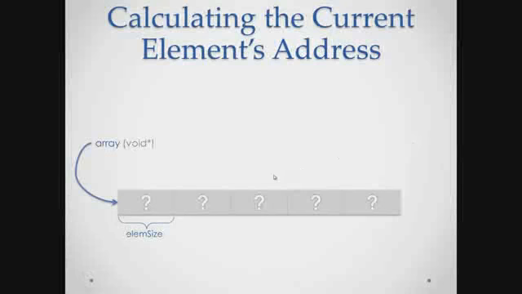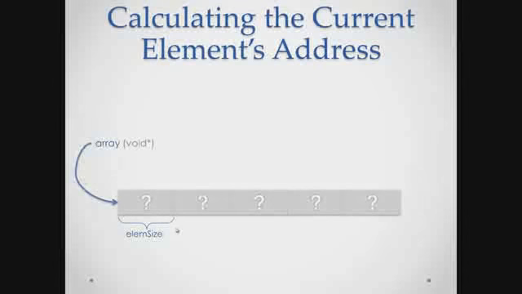So this is what the array is going to look like. We have no idea what each one of these elements are, nor do we care, since the caller is going to be passing in the compare function. But let's talk about the information that we do have. We have the array, which is just a pointer that stores the address of the first element inside of the array, and we also have the element size, which is the size of each element in bytes.